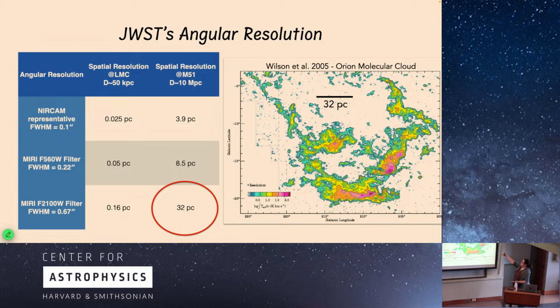And this, for comparison, is a beautiful map of the Orion molecular cloud created on the rooftop telescope that I don't know if is here still, but I spent some time refilling dewars when I was an undergrad. This tells us the amazing scales we can now see in nearby galaxies.